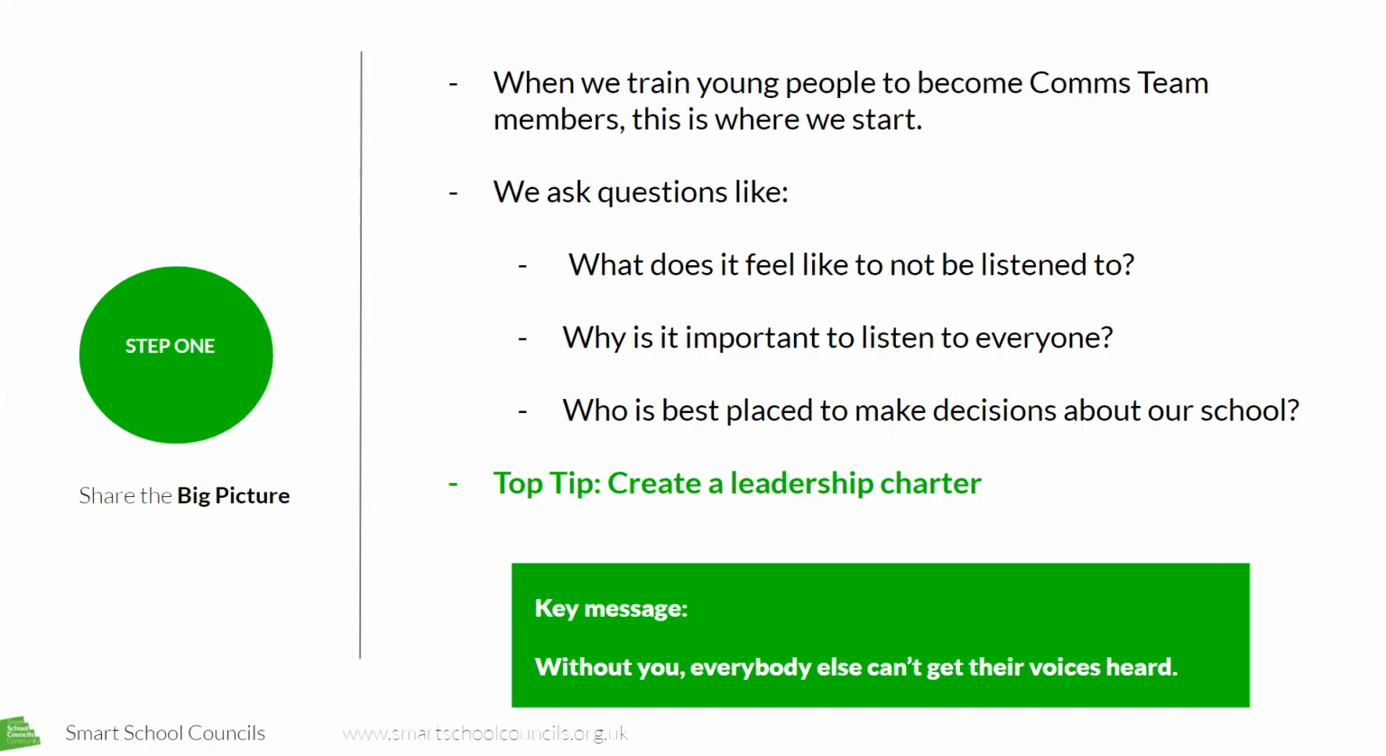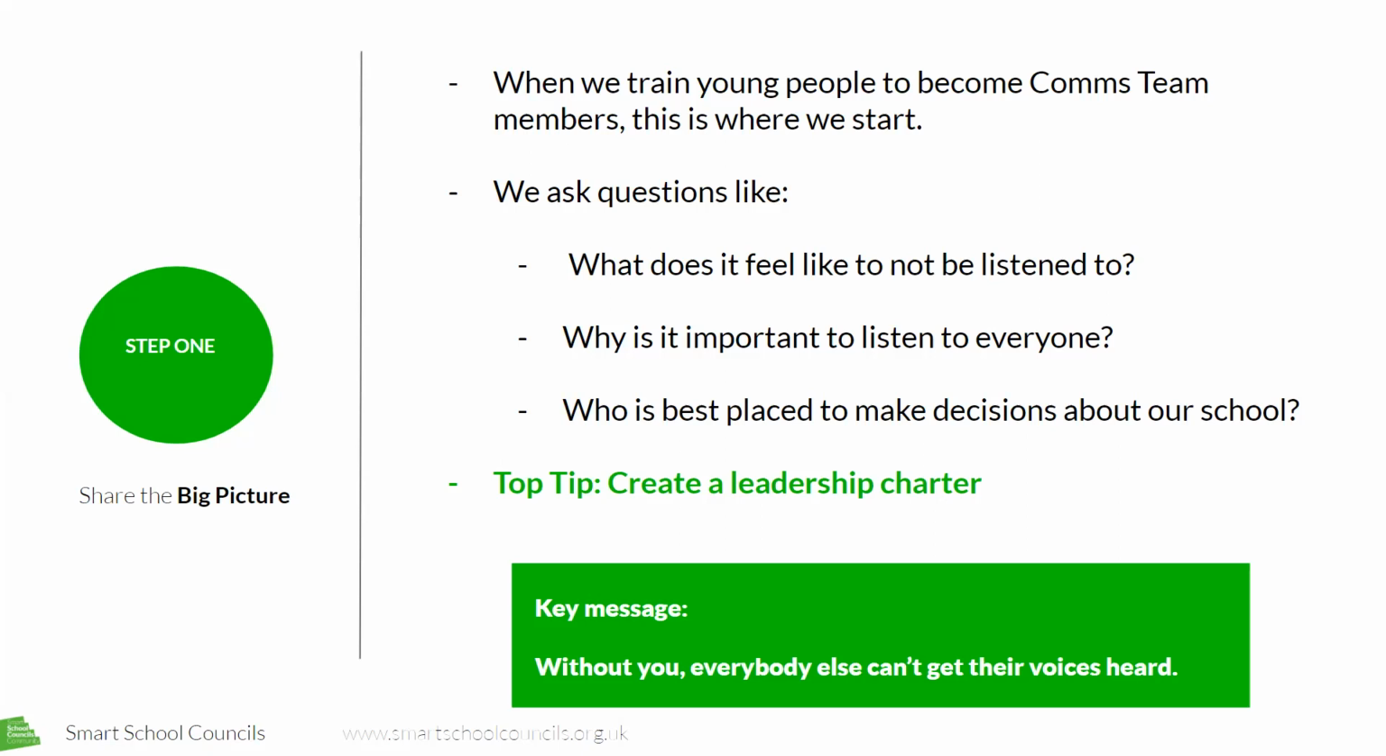And we asked them to share their experiences, and we asked them questions like, okay, well, you're student leaders, you're on the communications team, your job is to help everybody else to get involved in having their voice heard. Why does that matter? And these are the questions that we ask. What does it feel like to not be listened to? And there'll always be, I'm sure, in a group of young people, one or two who will have those experiences of being ignored or have those experiences of being marginalized, will be able to share what those emotions feel like. Why is it important to listen to everybody?